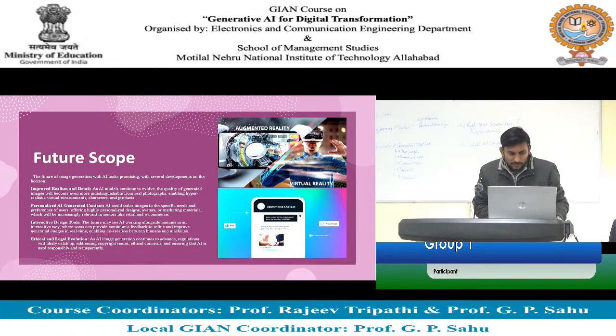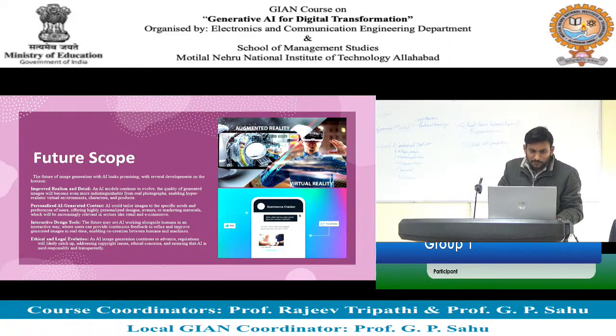The future scope of image generation: improved realism and detail. As AI models continue to evolve, the quality of generated images will become even harder to distinguish from real photographs, enabling hyper-realistic visual environments, characters and products. Personalized AI-generated content: AI could tailor images to the specific needs and preferences of users, enabling highly personalized designs, avatars and marketing materials, which will be increasingly relevant in sectors like retail and e-commerce.